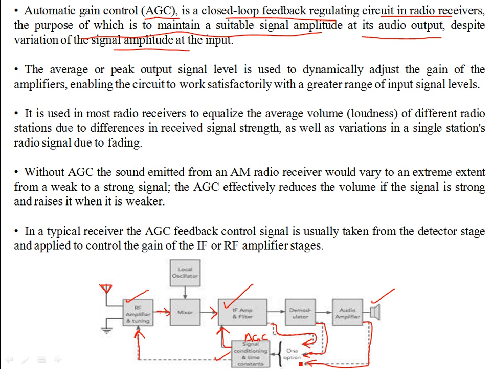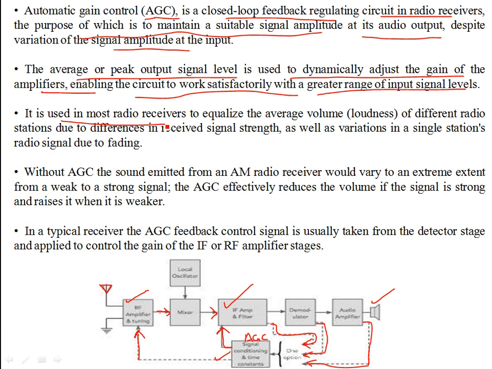demodulator, the audio amplifier. If the bias current is large, that means the signal is strong, so it's going to reduce the gain. So the average or the peak output signal level is used to dynamically adjust the gain of the amplifier, enabling the circuit to work satisfactorily with a great range of input signal levels.